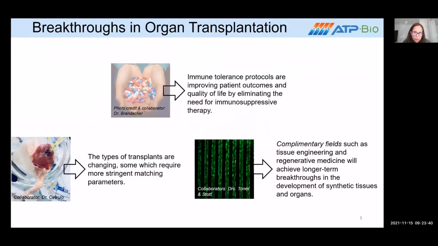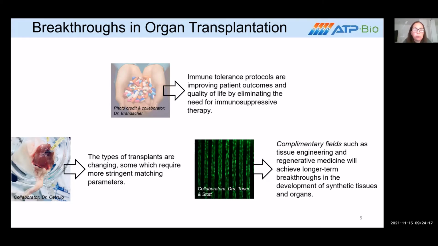There are also new breakthroughs that are occurring in organ transplant that would also be significantly effective for preservation. For example, we have immune tolerance protocols that need more time. That's simply not feasible with current preservation modalities. We have the types of transplants that are changing and becoming more complex. They require matching not only by immunological factors, but aesthetic ones as well, such as a hand or a face. We also have complementary fields such as tissue engineering and also regenerative medicine, which are really aiming to achieve much longer term breakthroughs in the development of synthetic tissues.